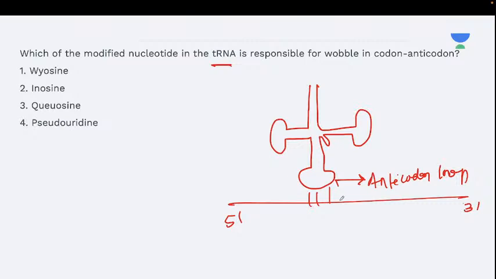Okay, so the option inosine will be the answer. सीडोरिडीन आपका भी प्रेजेंट होता है, बट कोडन एंटीकोडन में नहीं होता है, टी स्टाइल लूप में आपका प्रेजेंट होता है.